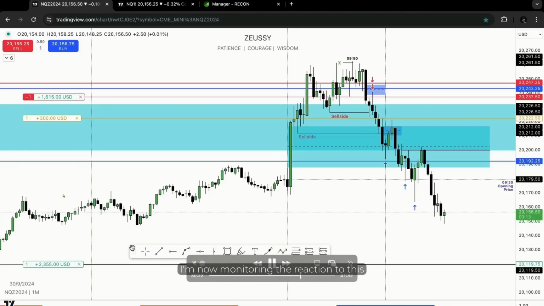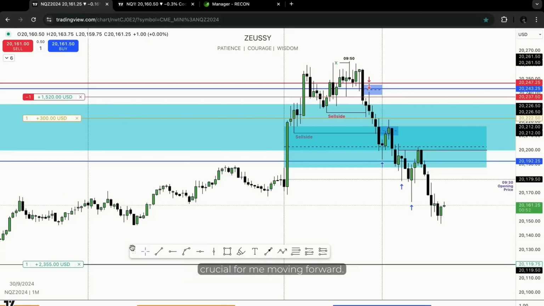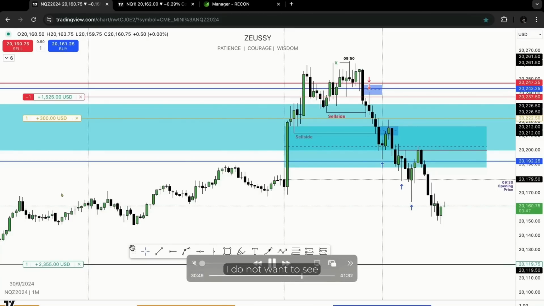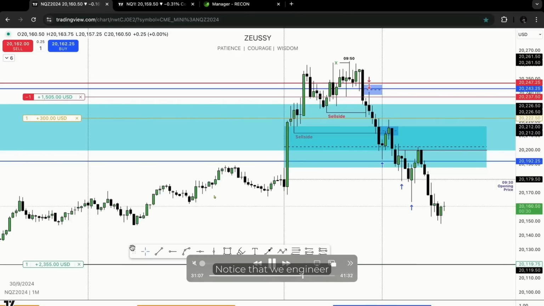I'm now monitoring the reaction to this level to see whether or not it will get reached in the first place. If we do in fact reach this level, the reaction to that level will be crucial for me moving forward. I do not want to see the market fail to utilize this down close candle as resistance on price the moment that we trade below it. Notice that we engineer sell-side liquidity in close proximity to it again.